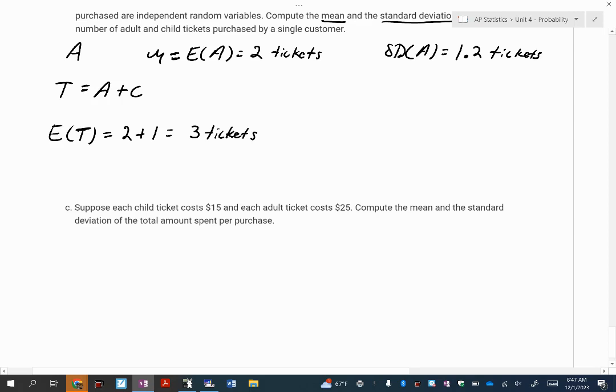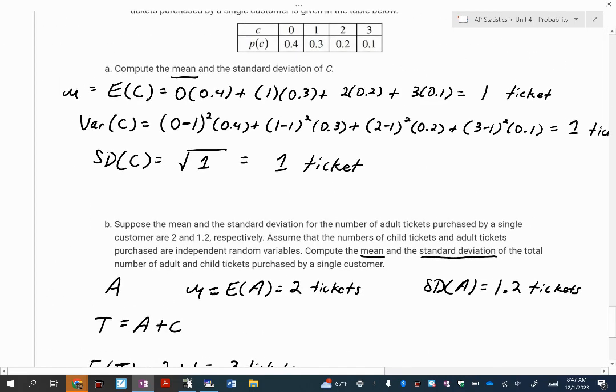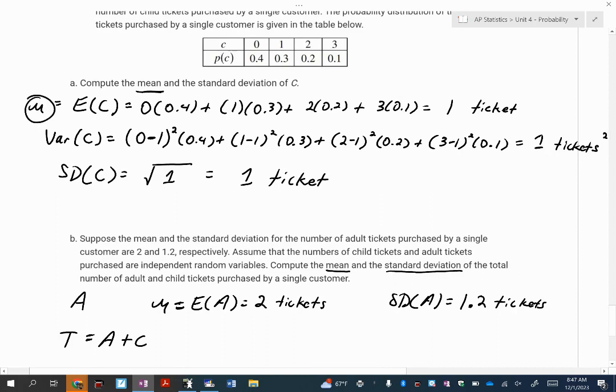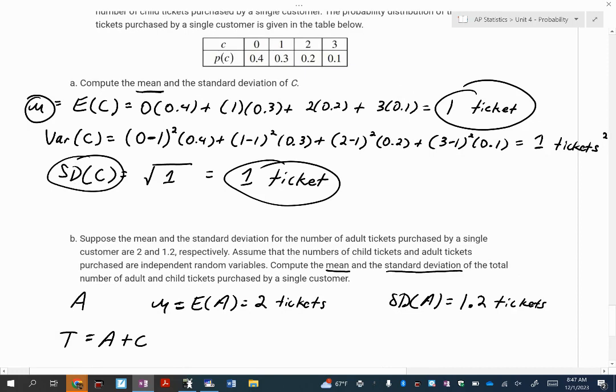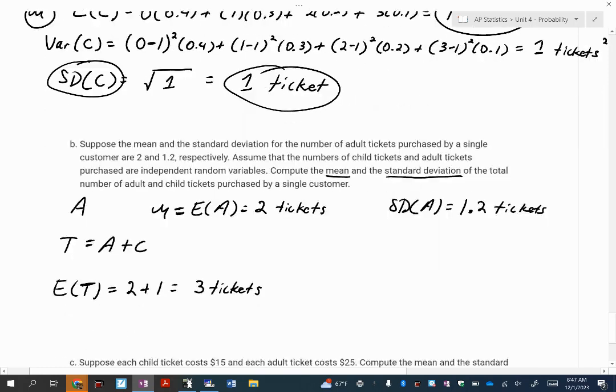Is this free response? Yes, this is free response. We are writing. No, I mean this right here is easy to see if I were reading it. You wrote mean and you wrote 1 ticket. You wrote standard deviation, you wrote 1 ticket. Sure. Do you see how it just says compute? If it said explain or justify, then I'd be writing a sentence.